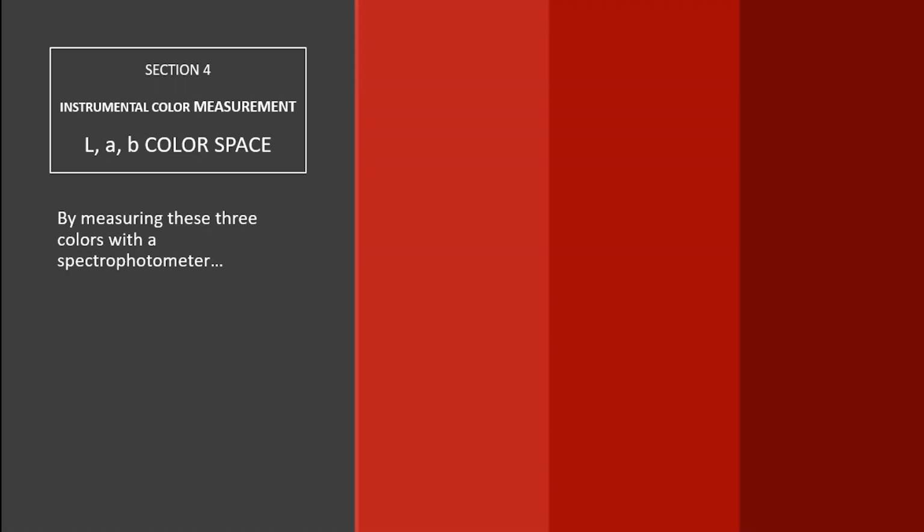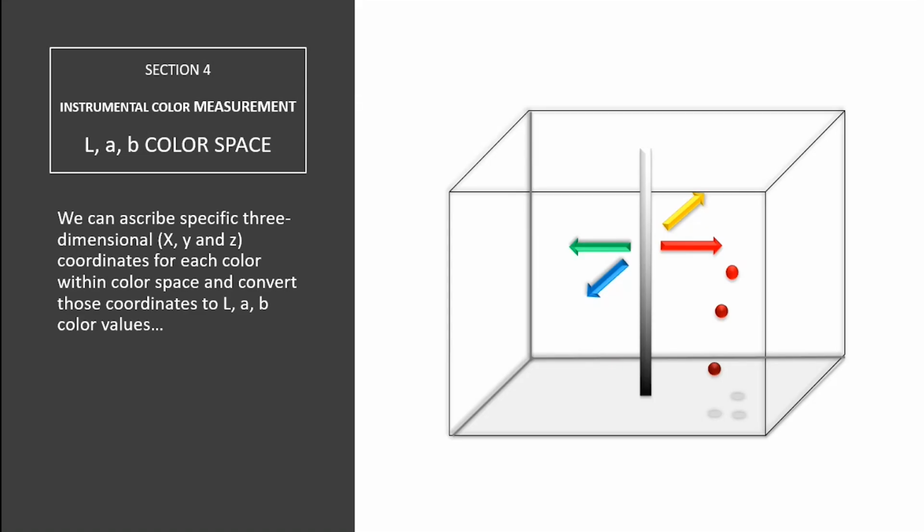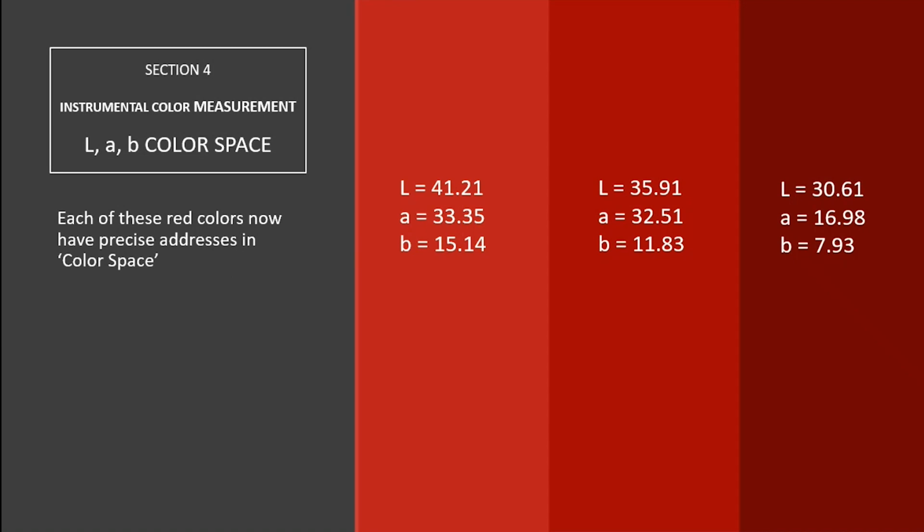Using this model, we can measure these 3 samples of red that we looked at earlier in the spectrophotometer, and we can ascribe those colors 3-dimensionally and convert those to LAB, right? In 3-dimensional color space, each one of those reds has a very specific address. This red is this address, this red is this address, and this red is this address. So like GPS, we have now ascribed very specific addresses for color, and those colors can only be those addresses.